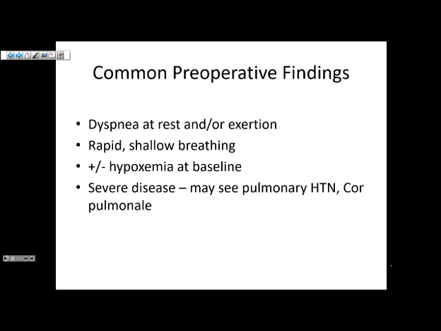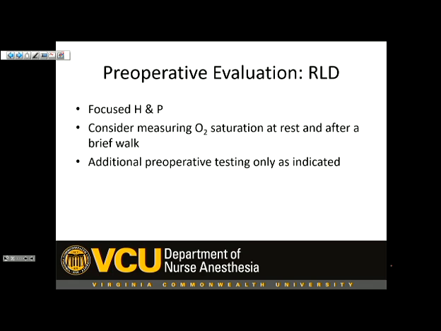And then again, we may see evidence of pulmonary hypertension, cor pulmonale, so we'll look for some of those signs and symptoms, which we're not going to talk largely about here. It's sort of a separate issue, but look for those signs and symptoms as well. We're going to do a focused history and physical. When we start to see some of these signs and symptoms in their H&P, again, they may have had prior lung function testing. They may have had prior recent ABGs.